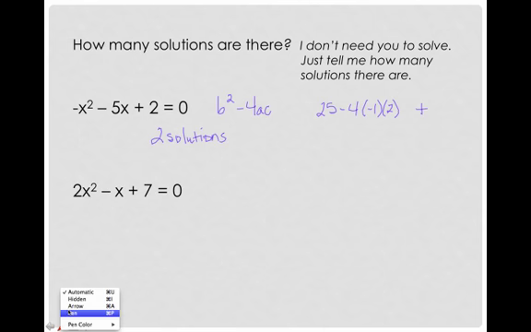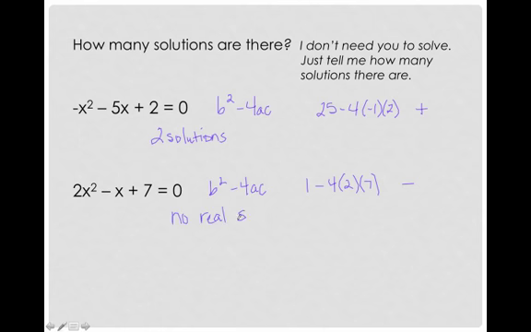Got another scenario here. My discriminant of b squared minus 4ac is going to be negative 1 squared, or 1, minus 4 times 2 times 7. So I've got 1 minus 56. So I've got a negative number here. So that means that if I've got a negative sign under my radical, I have no real solutions.